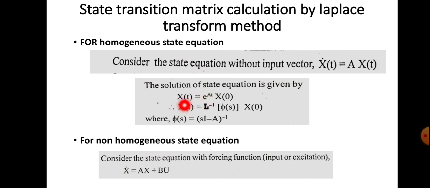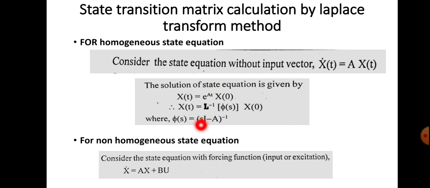Here x of t can be written as L inverse of phi of s into x of 0. That means e raised to At is equal to L inverse of phi of s. We know that e raised to At is also represented by phi of t. So phi of s is the Laplace transform of phi of t, and the inverse of that phi of s will give the state transition matrix.